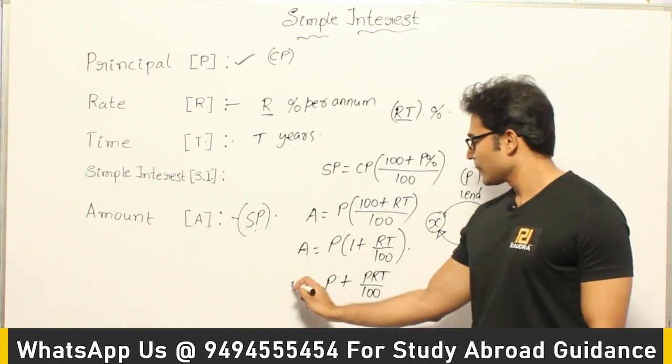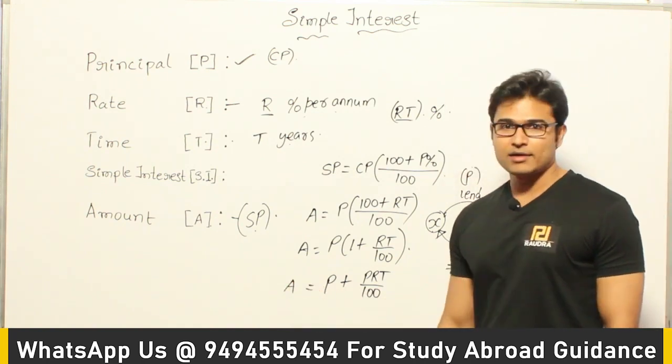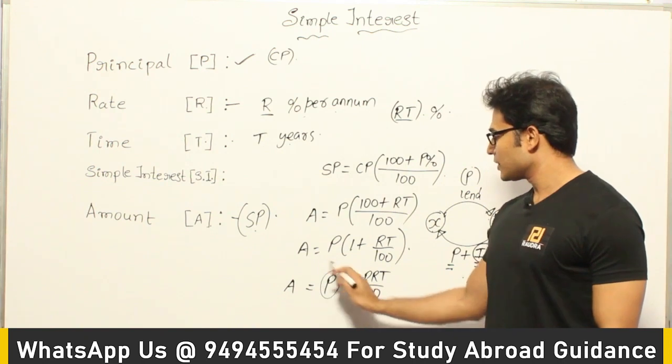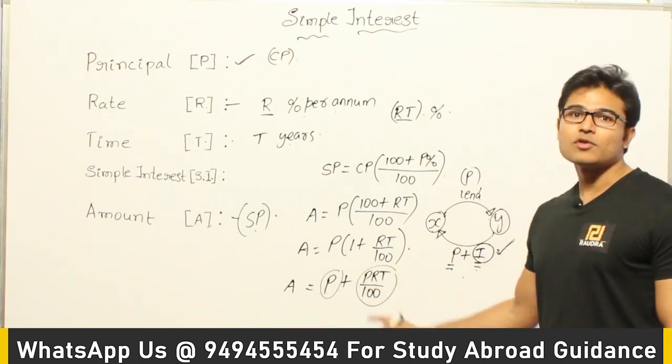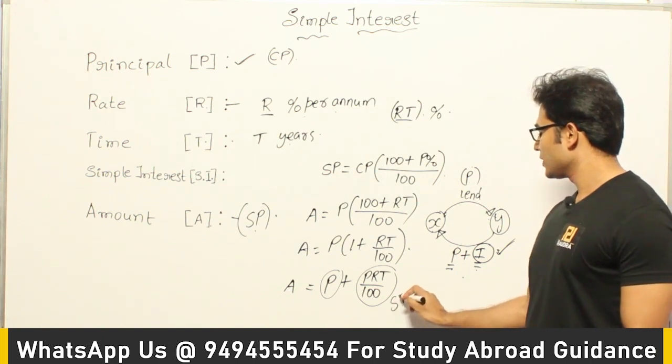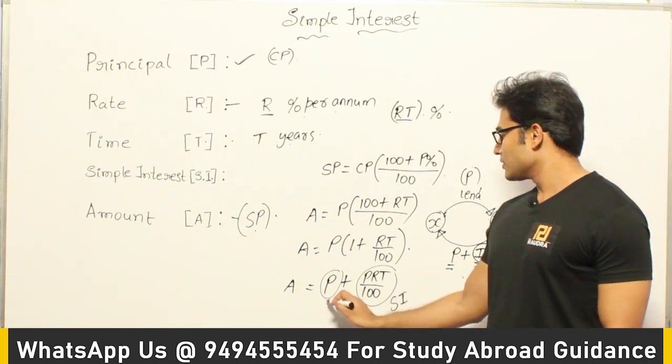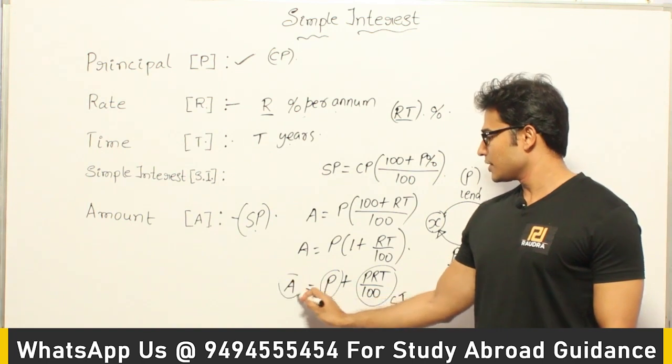Now if you see this, the total amount you got back is equal to your initial principal that you have invested plus something more, right? And what is this more? It is nothing but the simple interest, right? So this is the simple interest, and this is the total principal, and this is the amount.